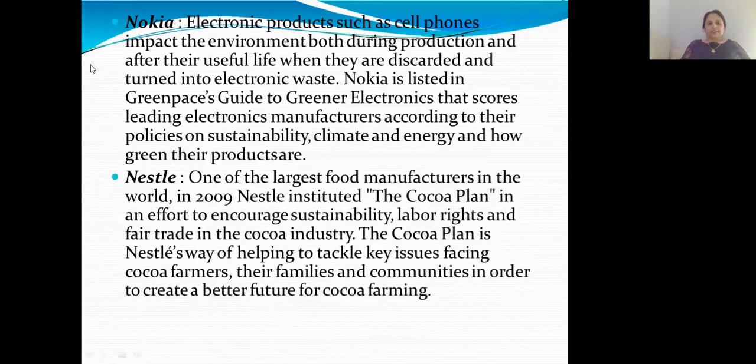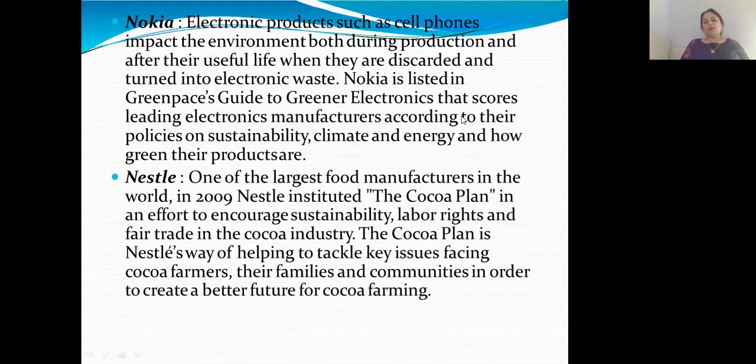Then we have another example, Nokia. Electronic products such as cell phones impact the environment both during production and after their useful life, when they are not discarded properly. Nokia has applied the Green Phase guide of greener electronics. That means according to their policies, sustainability, climate and energy, and how green their products are, it is necessary.